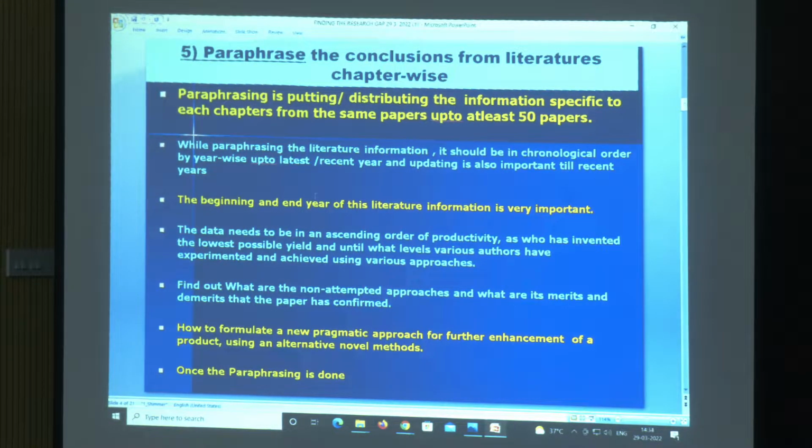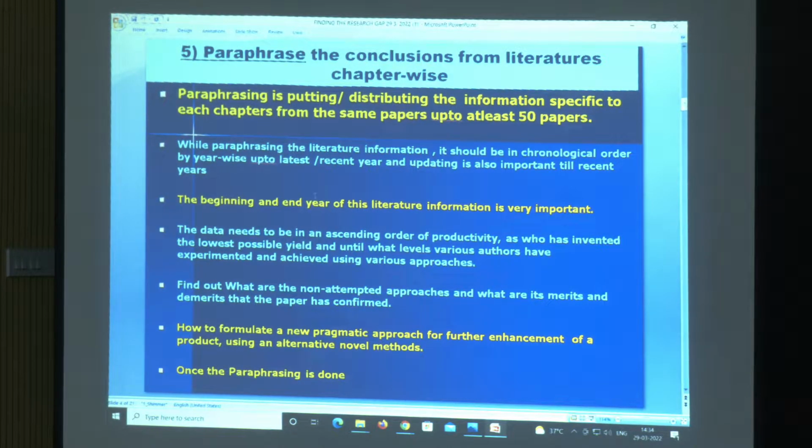with the phrased manner. And you have to phrase it out, what is the chapter, second chapter, third chapter, like that. Paraphrasing the information and distributing the information specific to each chapters from the same papers up to at least 50 papers. While paraphrasing the literature information, it should be in a chronological order by year wise up to latest recent years, and updating is also important till recent years. So when you make your paraphrasing the information, you can either put it first and then you can make it into chronological order, or while putting itself, the oldest paper, take it to the front, the recent paper, bring it back. So it should be in a chronological order.